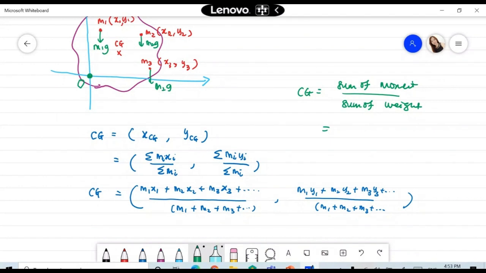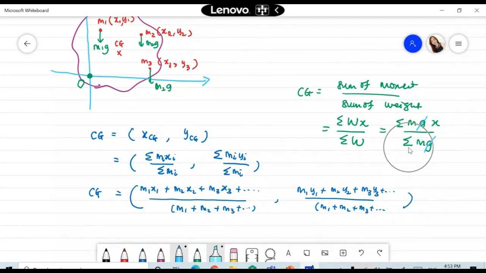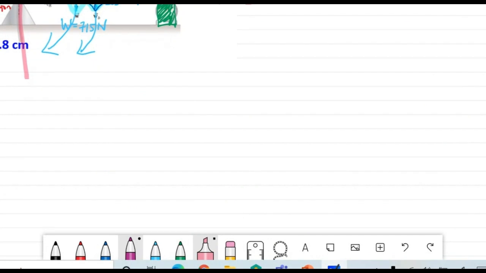Moment means a product of F and R. F in this case will be the gravitational force, and R, I put it as x first. So the sum of Wx divided by the sum of weight. We know that weight is actually the gravitational force, mg. So the sum of mg times x divided by the summation of W, which is mg. And g is actually a constant, so you may just cancel it off, and that's why you get back the summation of mx divided by the summation of m. So actually it's the same.